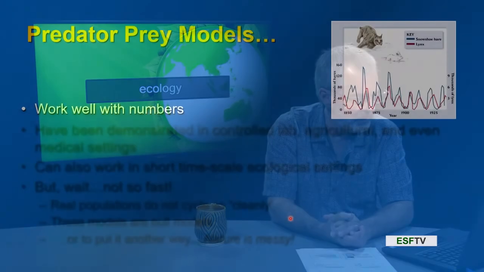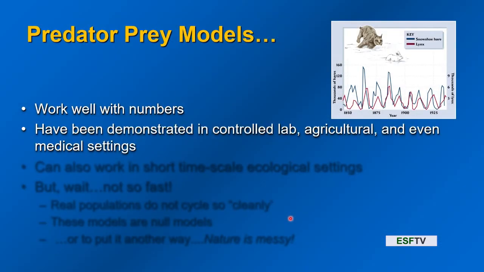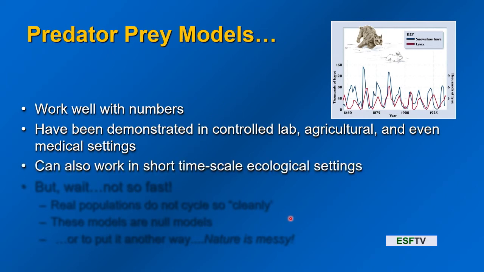Predator-prey models. They work great with numbers. We like that. They've been demonstrated in controlled labs, like our mites, or even Gause's paramecium. In agriculture and even in medical settings, you can model disease spreading and things like that. It works on short time scales, like the lynx model that you see up there. Actually, it's a pretty long time scale there, but a very simplified system.